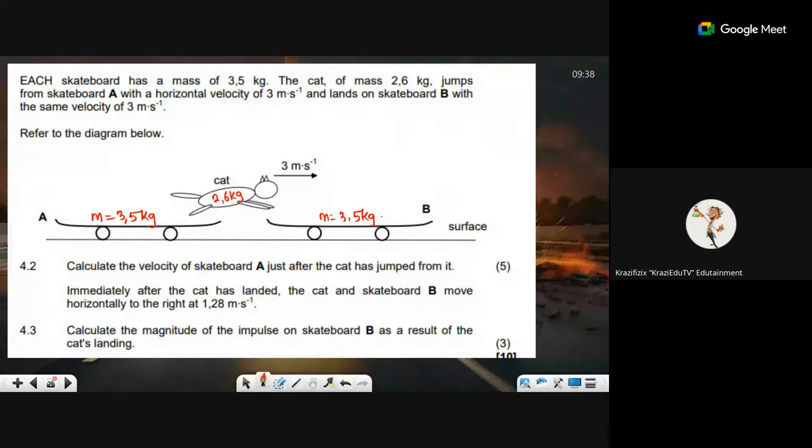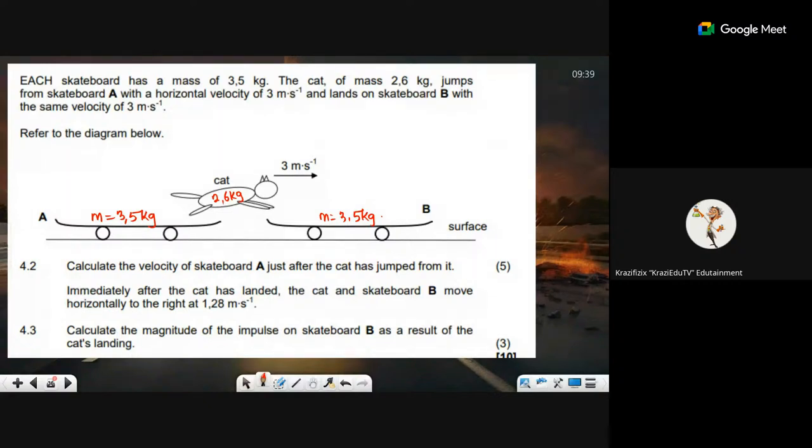2.6 kg, that's the mass of the cat. Must be a very heavy cat, eh? Remember, these things were at rest. The cat of mass 2.6 kg jumps from skateboard A with a horizontal velocity of 3 meters per second and lands on skateboard B with the same velocity. Follow the story, guys. It was formerly on A. The cat jumps from A and jumps to B.